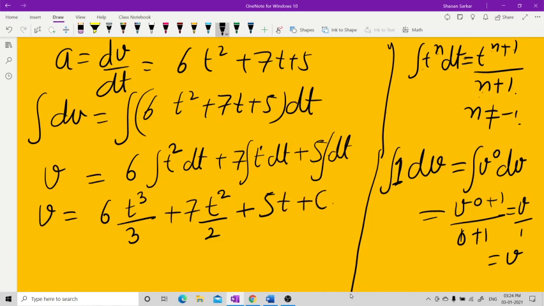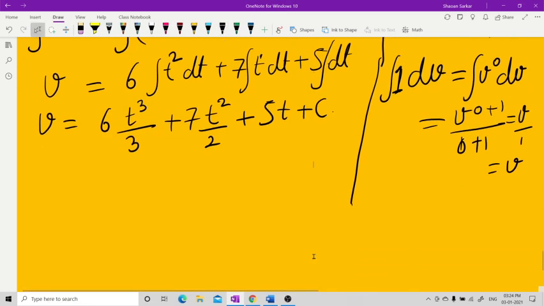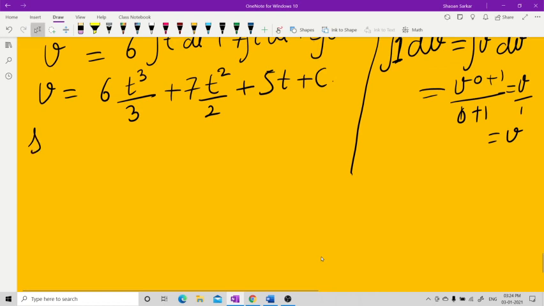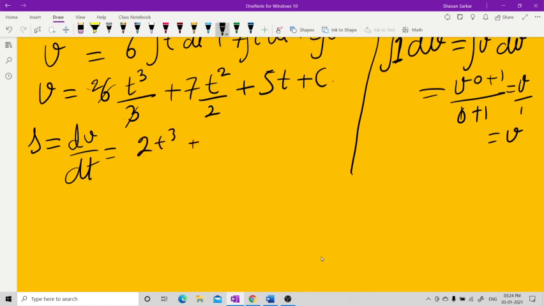Again, let us scroll down a bit. Now I want to find distance. This is not speed. This is distance. I want to find dv dt. So 2t cube plus, because of this cancellation I got this, 7 by 2 t square plus 5t plus some constant c.